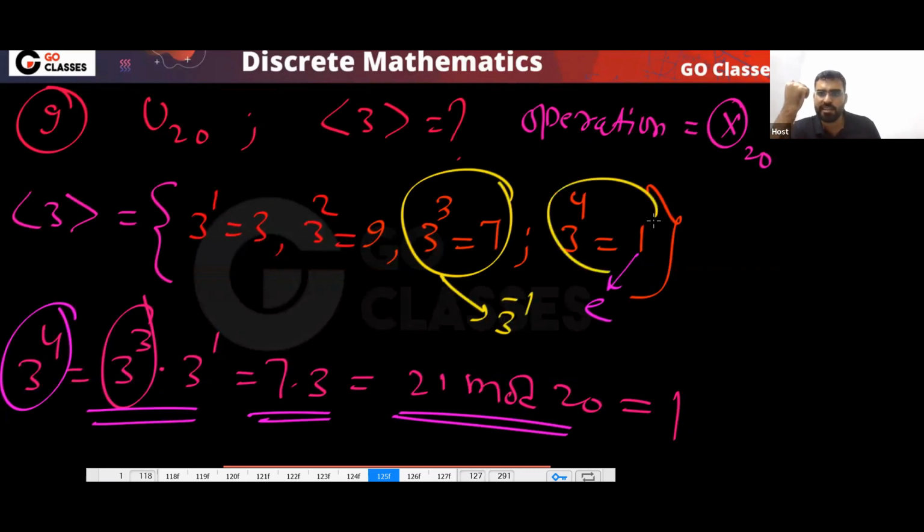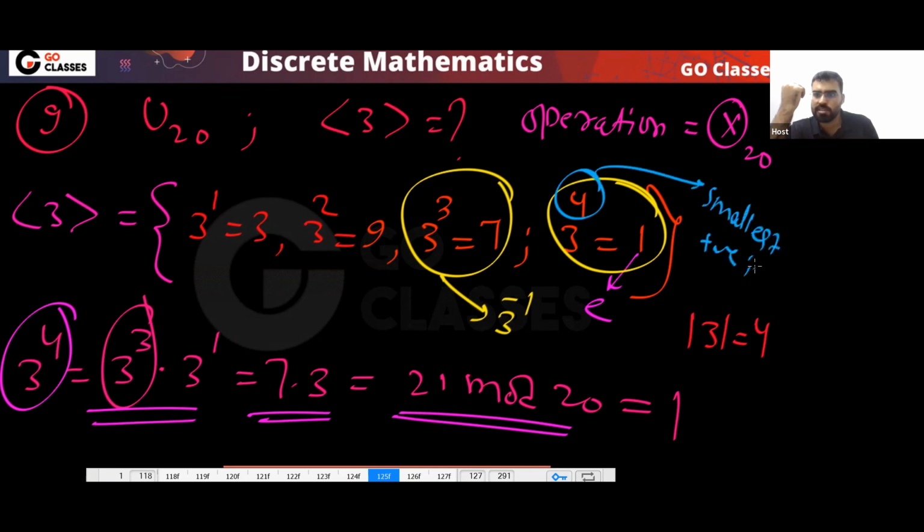So when you get the identity element, stop. And you can say the order of 3. How many elements can 3 generate? 3 can generate only 4 elements. This 4 is the smallest positive integer. So the order of 3 will be 4. So very simple. Can I say 3 is the generator?